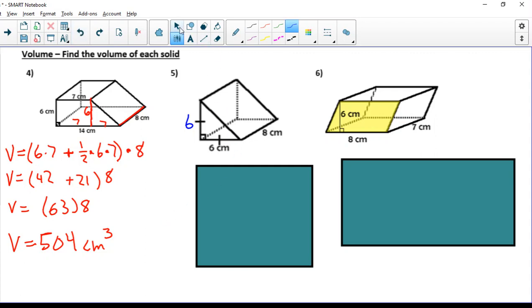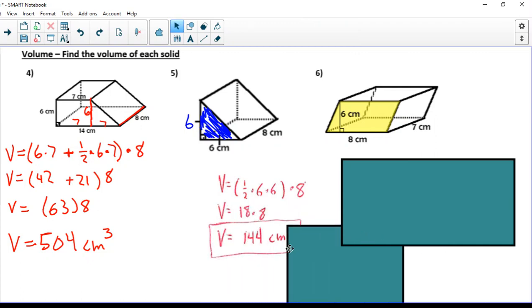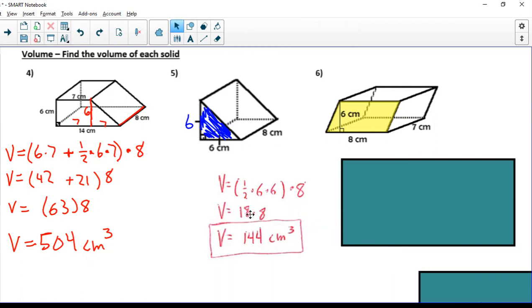Okay, so for number 5, what I wanted to do first is calculate the area of the base. Here it was 1/2 times 6 times 6. The base again was a triangle, so I'm calculating the area of this base of the prism. And then the height, how far it stretches back, was 8. So 1/2 times 6 times 6 gave me 18, and then times 8 was 144. Again, the units are cubed, so here this was cubic centimeters.